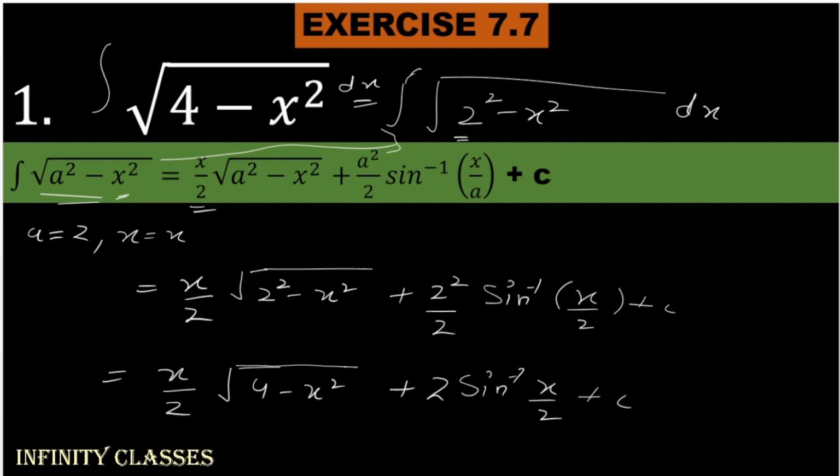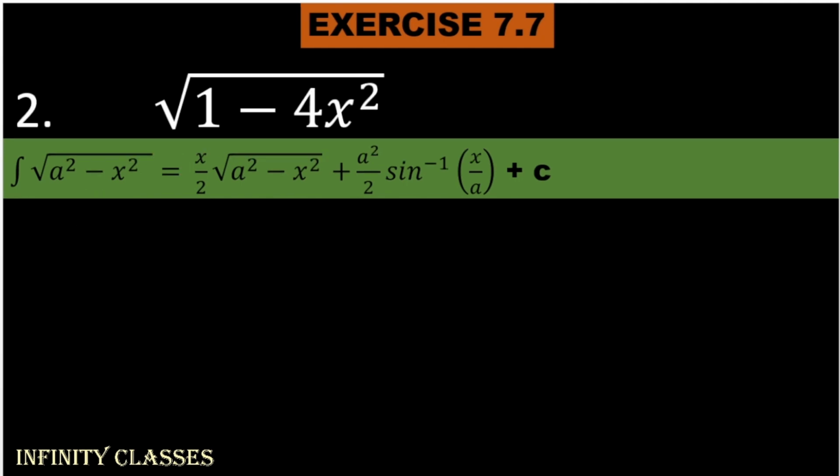So this is question number 1 of exercise 7.7. Now we will do this question. Again we will convert this into the standard form of the identities. So for this we will write the integration that we have to find.